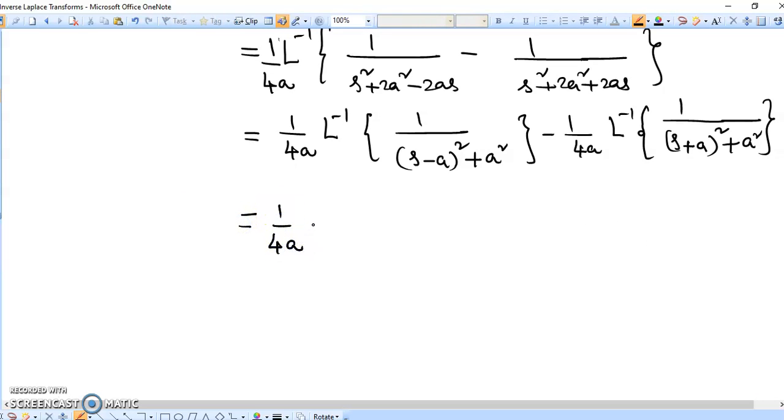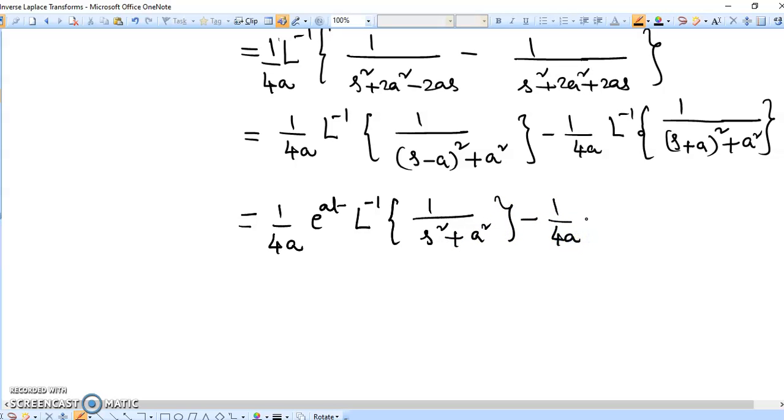Now further this is 1 by 4a. Okay, now see the first term, L inverse of 1 by s minus a whole square plus a square. In that entire term, wherever s is present, it is something like s minus a. So I can apply the first shifting theorem here. L inverse of f bar of s minus a is what? e power at into f of t. What is f of t? L inverse of f bar of s. That means s minus a should be replaced with s only. So it will be s square plus a square. Okay, minus 1 by 4a.